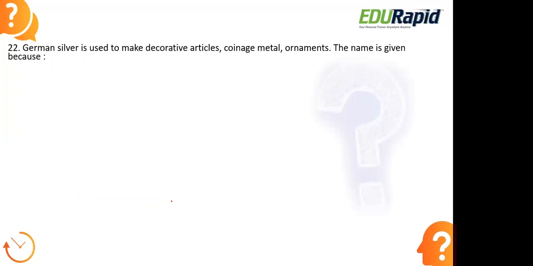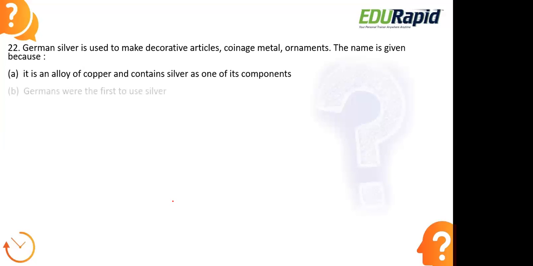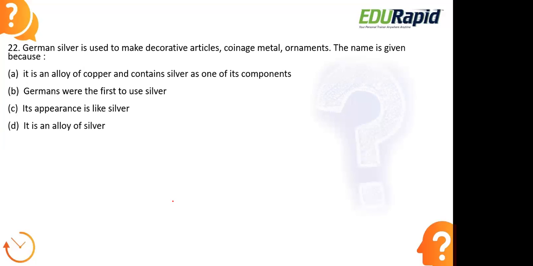German silver is used to make decorative articles, coinage metals, and ornaments. The name is given because it appears like silver. It is an alloy of copper, and contains no silver as one of its components. Germans were the first to use it.